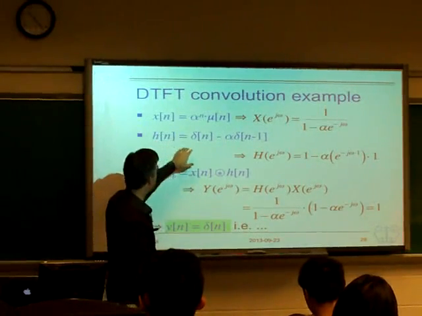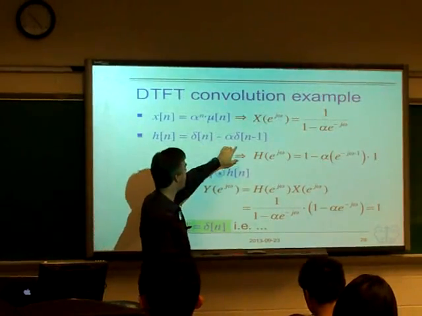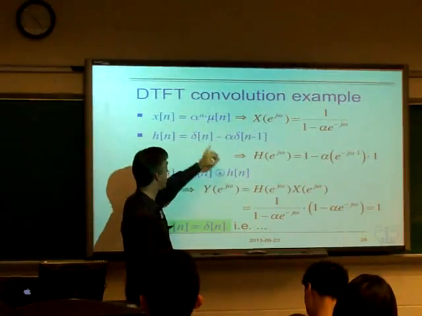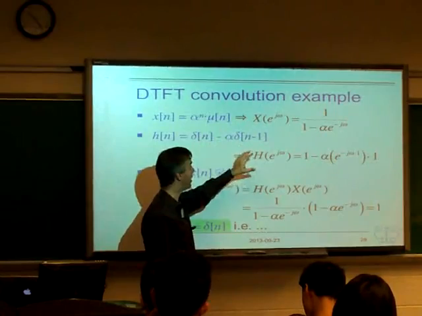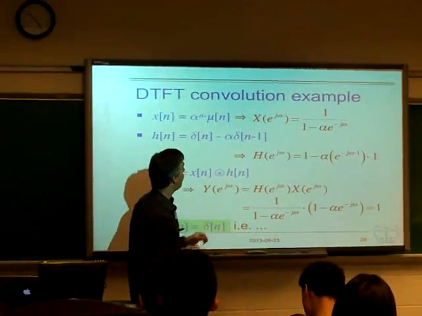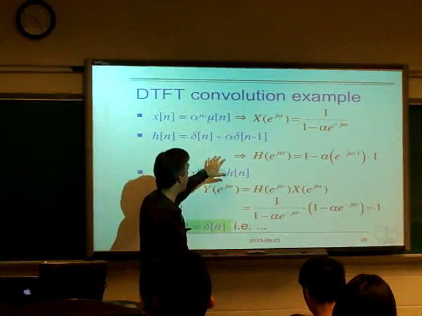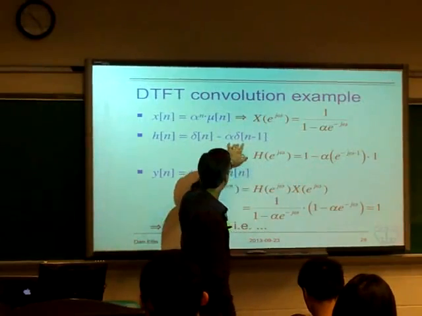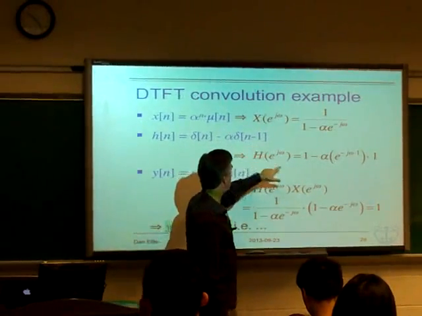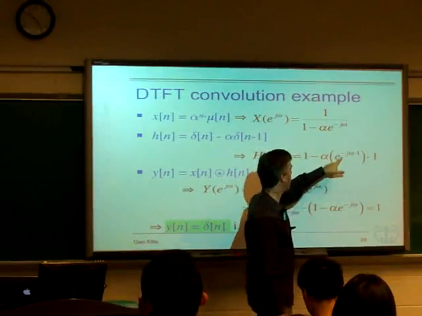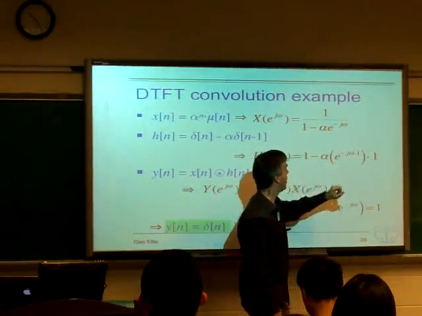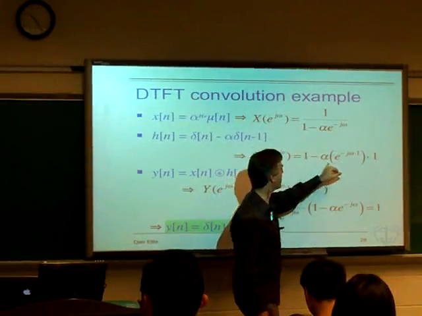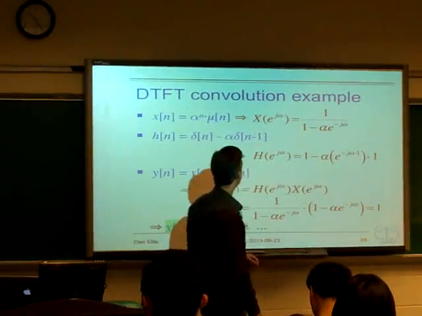H of n is now, we're going to define as delta of n minus alpha delta of n minus 1. So the impulse response here is very simple. Has a 1 at 0, has a minus alpha at 1, and it's 0 everywhere else. We can use our DTFT identities to calculate the DTFT of this. The DTFT of delta is 1. DTFT of delta n minus 1 is 1 times e to the minus j omega 1, a delay by 1 transformation, and then we scale it by alpha. So it's just 1 minus alpha e to the minus j omega.